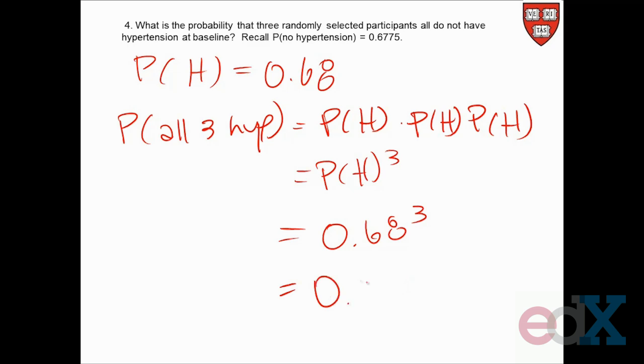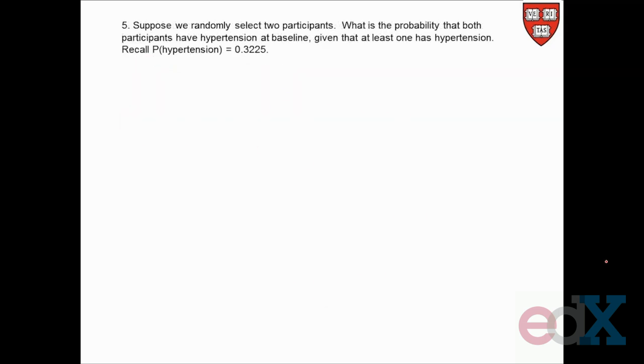Plugging that into a calculator, we would do 0.68 cubed and find that the answer to this question would then be 0.31. The last question we want to calculate is we want to know the probability that if we randomly select 2 participants from the population, they both have hypertension given that at least one has hypertension. So to start off, let's define the event A as the event that they both have hypertension, and the event B is that at least one has hypertension.